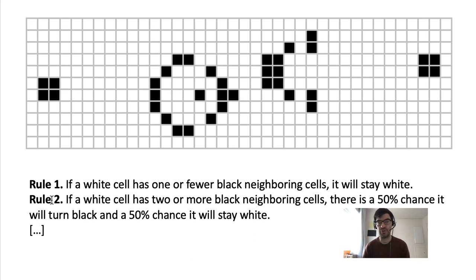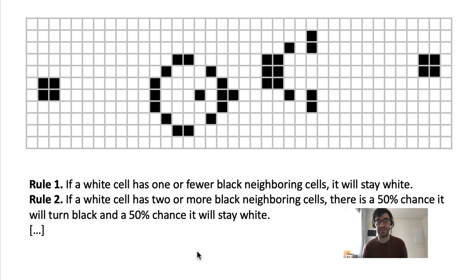Here I've given you two rules. The first rule says that if a white cell has one or fewer black neighboring cells, it will stay white. Every white cell that has no black neighbor or only one black neighbor will stay white. For example, this cell here will stay white, and this cell here will stay white.